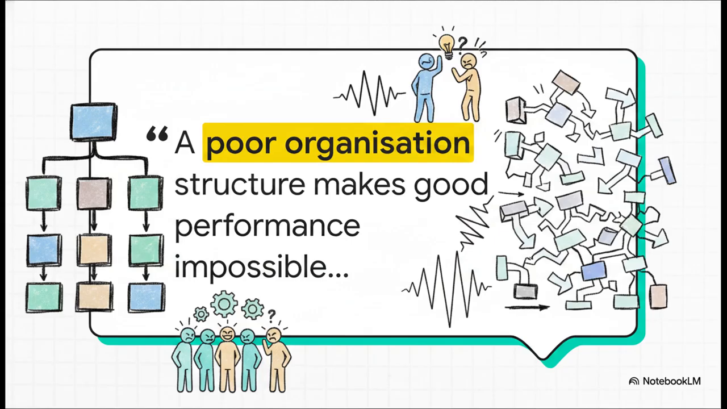You could hire a dream team, right? A team made up entirely of the smartest, most talented individuals on the planet. But if the structure they're placed in is flawed, if the lines of communication are broken, or if the division of work is just a chaotic mess, they're going to fail. A sound organizational structure is literally the prerequisite for success.